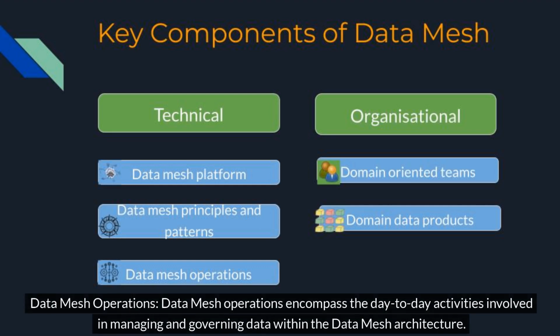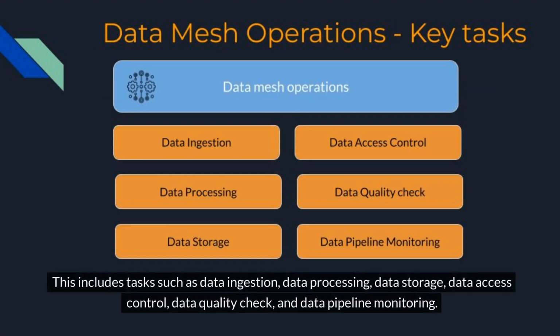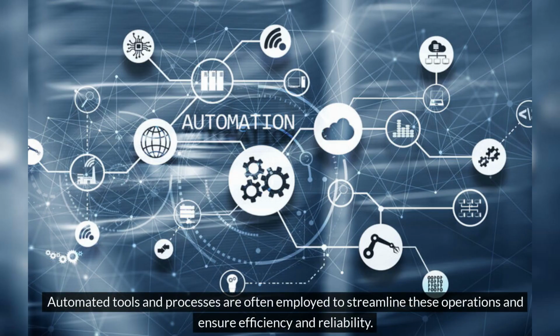Data mesh operations. Data mesh operations encompass the day-to-day activities involved in managing and governing data within the data mesh architecture. This includes tasks such as data ingestion, data processing, data storage, data access control, data quality checks, and data pipeline monitoring. Automated tools and processes are often employed to streamline these operations and ensure efficiency and reliability.